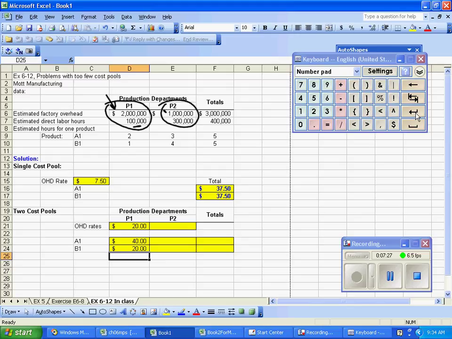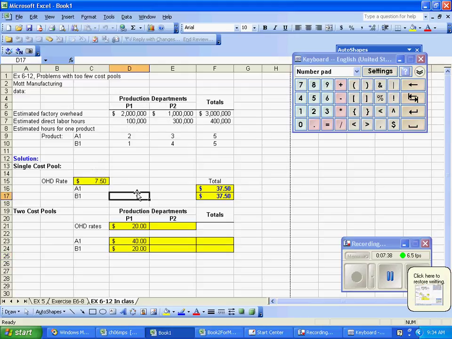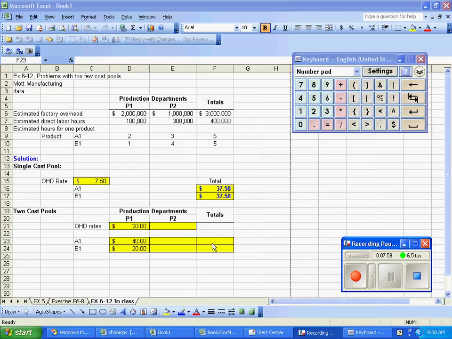What this $7.50 is doing is just smoothing the costs over both departments. What we're doing here is coming up with a separate overhead rate for each department. Now I've got the overhead rate for Department 1. Look, it's $20 compared to $7.50. Now what I want you to do is come up with an overhead rate for Department 2 and allocate those Department 2 overhead costs. So take a couple minutes to do this, and I'll put this on pause.